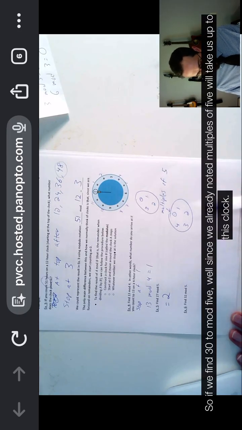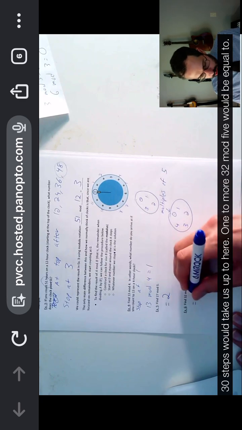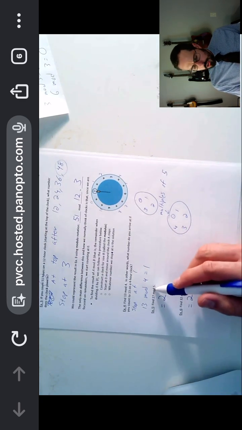So if we find 32 mod 5, well, since we already noted multiples of 5 will take us up to the top of this clock, 30 steps would take us up to here. 1, 2 more, so 32 mod 5 would equal 2. So both of these numbers have the same remainder when dividing by 5.